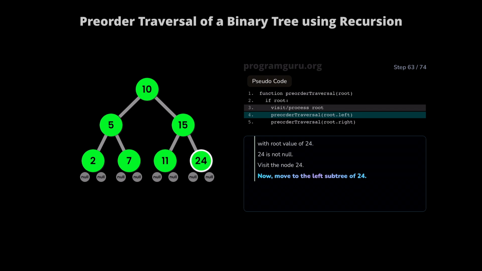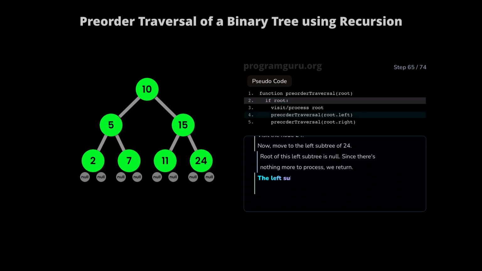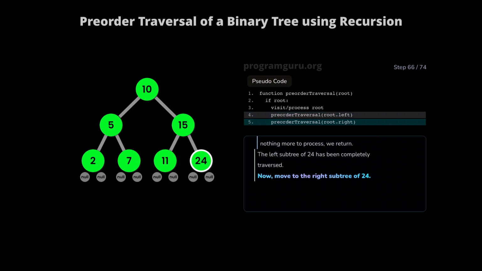Now move to the left subtree of 24. Root of this left subtree is null. Since there's nothing more to process, we return. The left subtree of 24 has been completely traversed. Now move to the right subtree of 24.